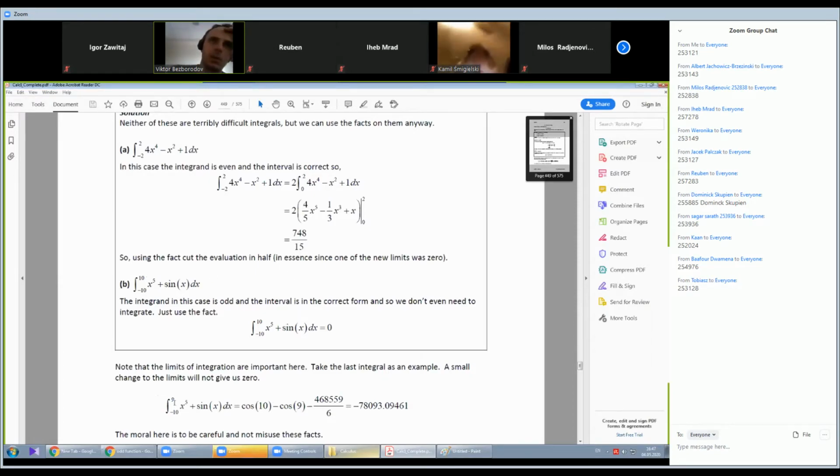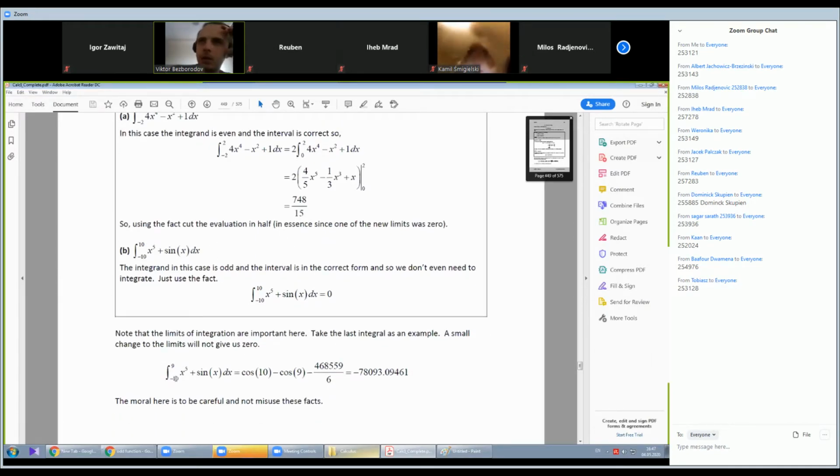Right? Okay, and of course, the limits of integration are important here because, for example, if you replace here 10 with 9, you have a rather large number here. But still, it's nice if you have such symmetric limits and the function is odd, then you can just say, oh, it's 0.